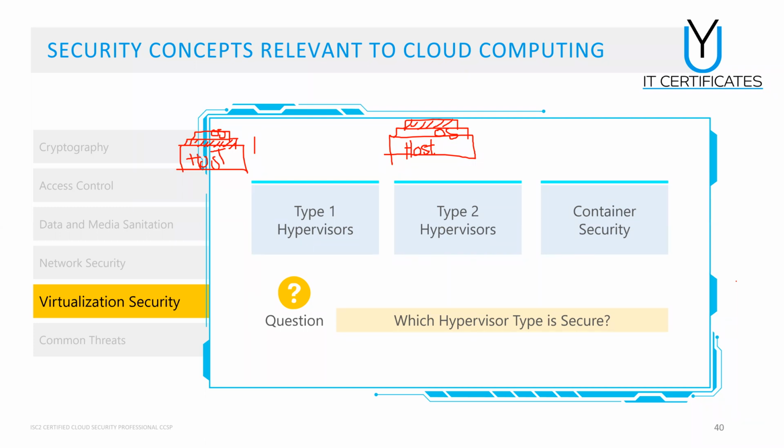What do you think? Which one is more secure? Is it hypervisor type 1 or hypervisor type 2? Is it type 2, sir? Type 2. Okay. I guess type 1. Type 1. Okay. Why is it type 1?